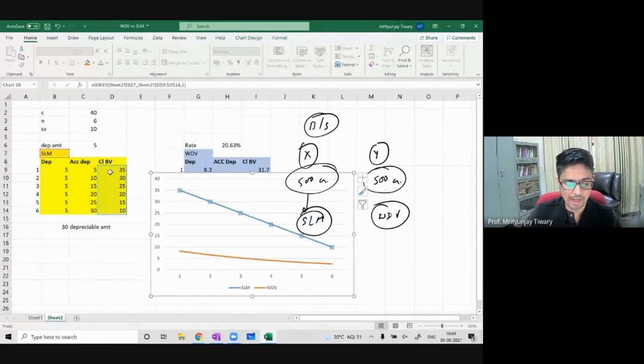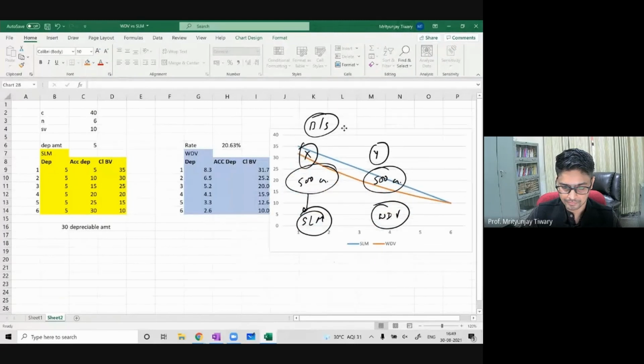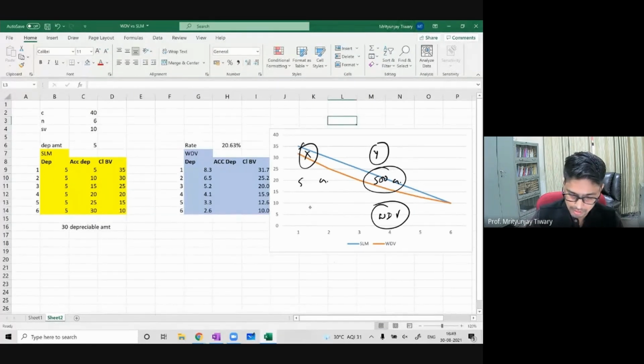So this is how the book value will behave in the straight line method. I think from diagram 1 to diagram 2, you would have gotten the reason why a straight line method is called a straight line method. Let me show it to you now. How will these all get deleted? I think I have an easier way out.